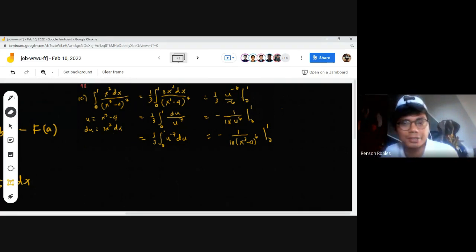So you have 1/3 times 3x squared dx all over x cubed minus 4 to the 7th power. This is quite large pala. Sorry. Okay lang. 1/3 evaluated integral of du over u to the 7 from 0 to 1.